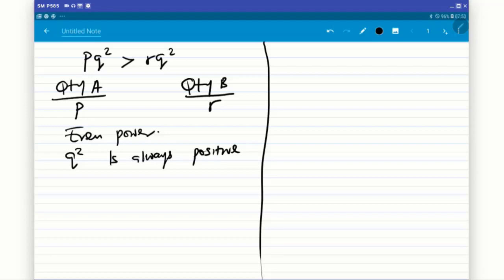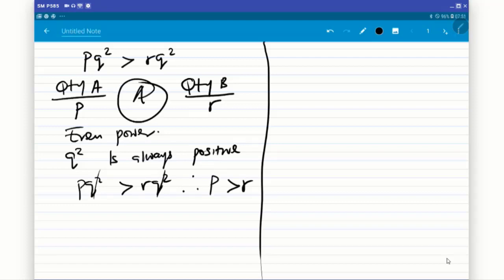So if it is that, then we can easily say, fine, this cancels this. Therefore, P is greater than R. So definitely, quantity A is greater. That's it. So that is one thing you should understand there. So just check the power. That helps to understand this easily.